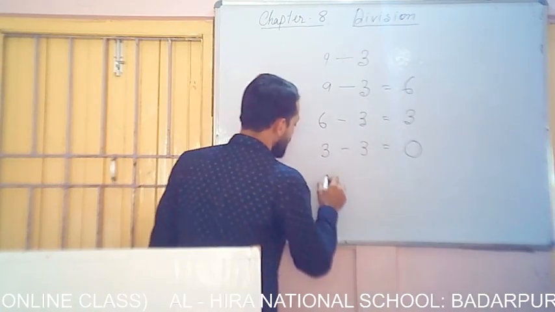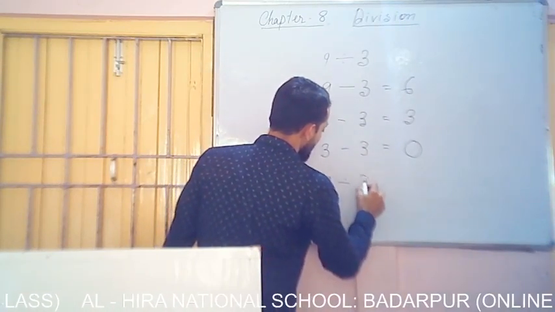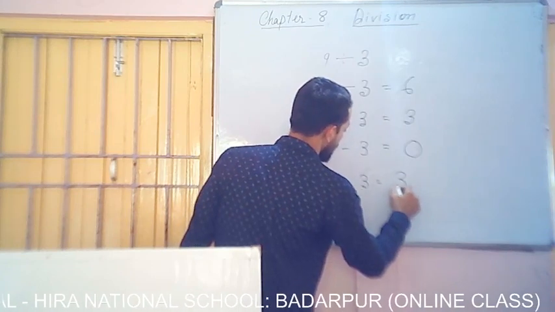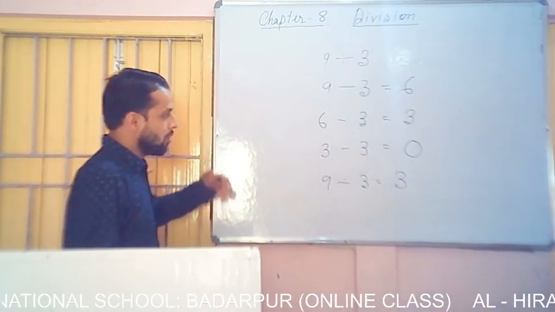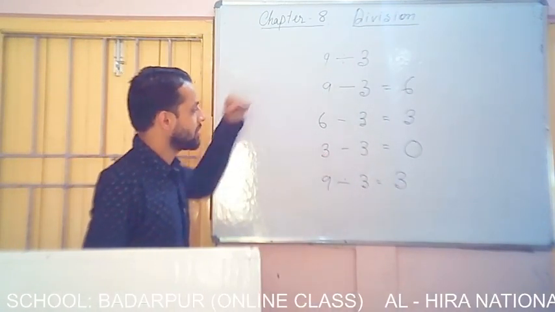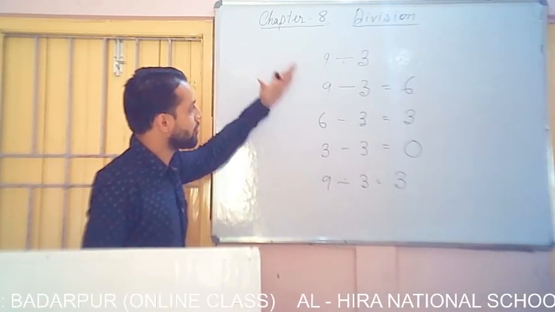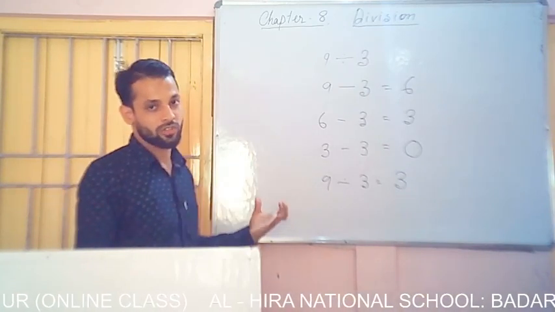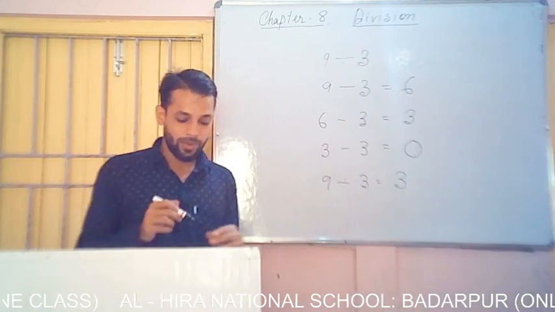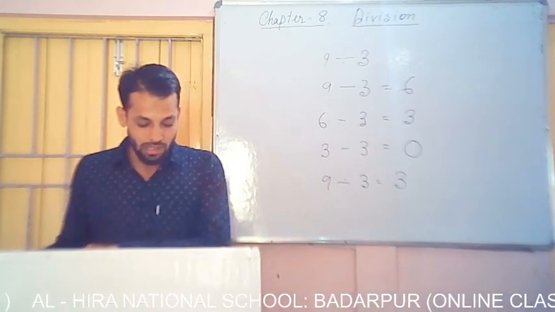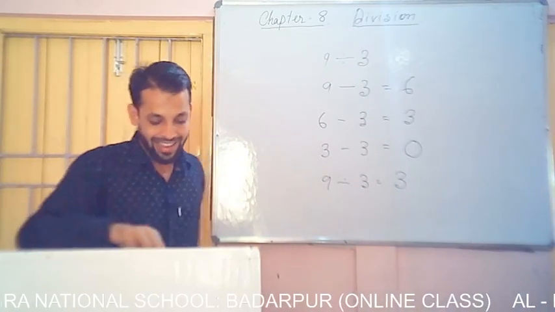That means we can write 9 divided by 3 equals 3. That means we can subtract 3 from 9 three times. So that is what is called repeated subtraction. So now moving towards the exercise.